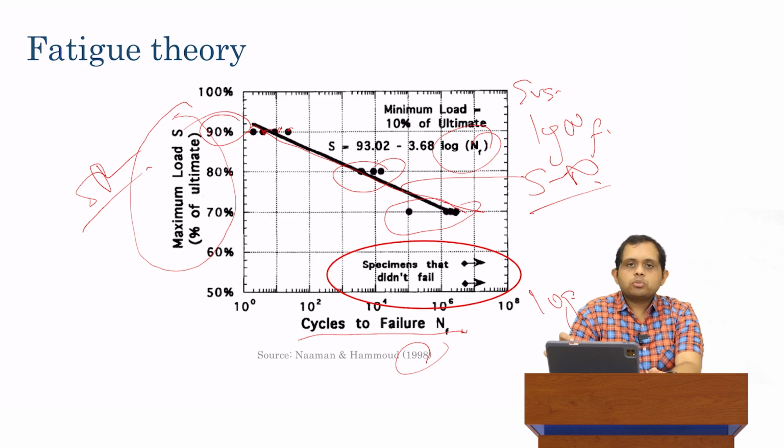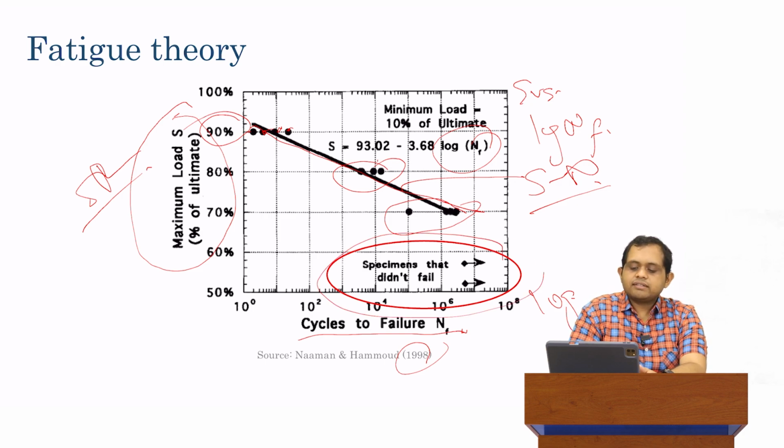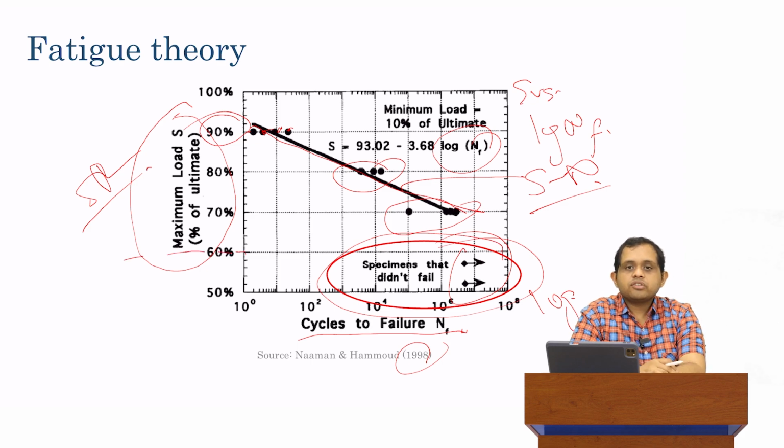Now, one more thing I want to point out. What I've highlighted in this red circle down here, they have provided some extra dots. Those were other specimens that they tested, and those specimens were tested at a stress ratio that was less than 0.6. And they wrote here, these are specimens that did not fail. Now, that's an interesting thing.